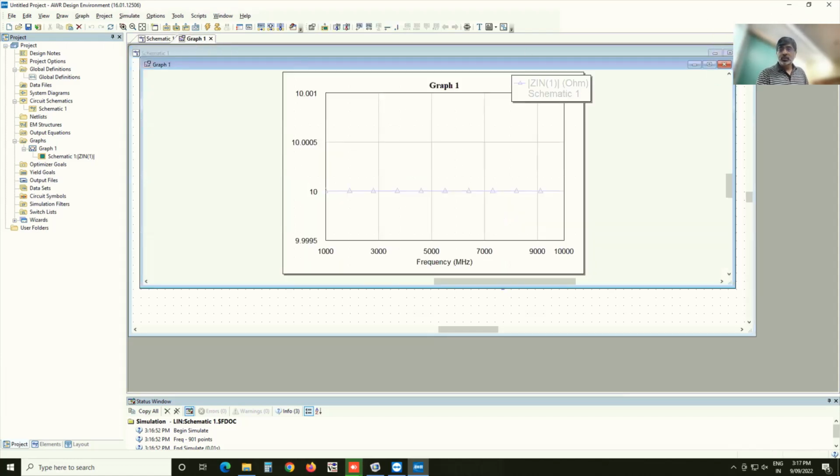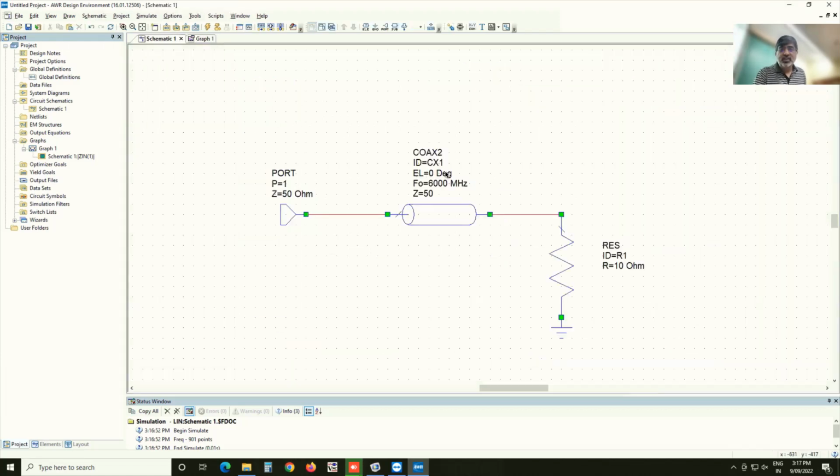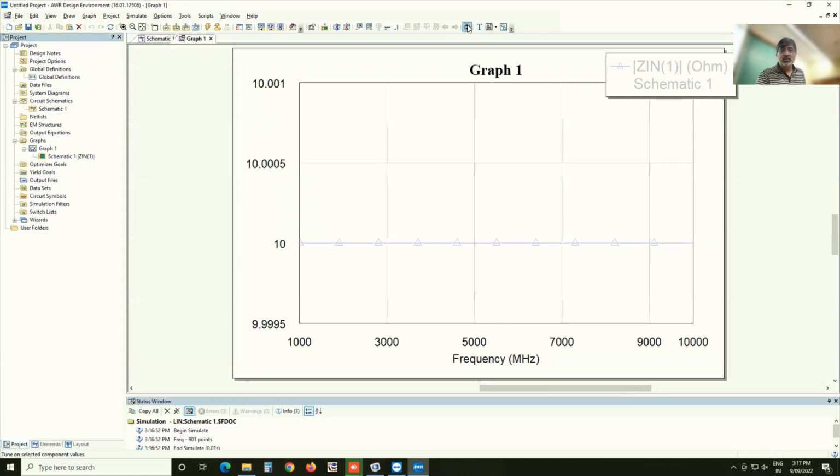Okay. So now I'm going to change the value here. So I'm going to put a tuner. So that means I can basically sweep this thing using this tool here.